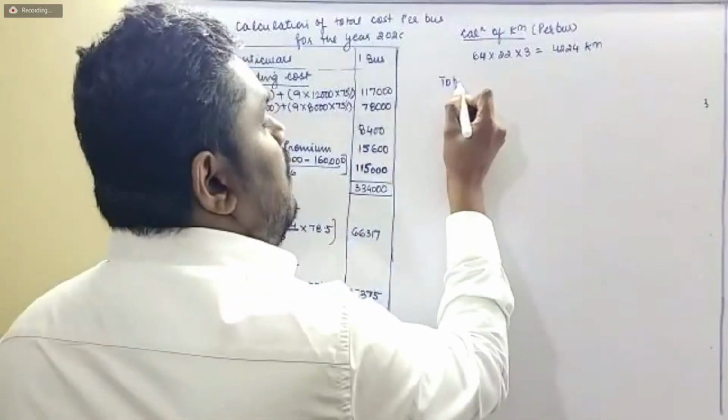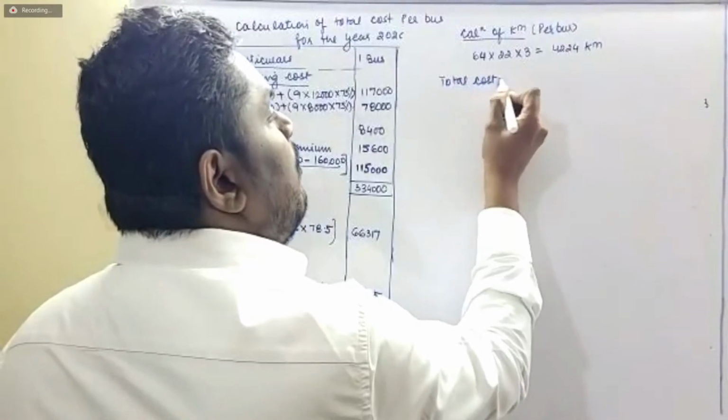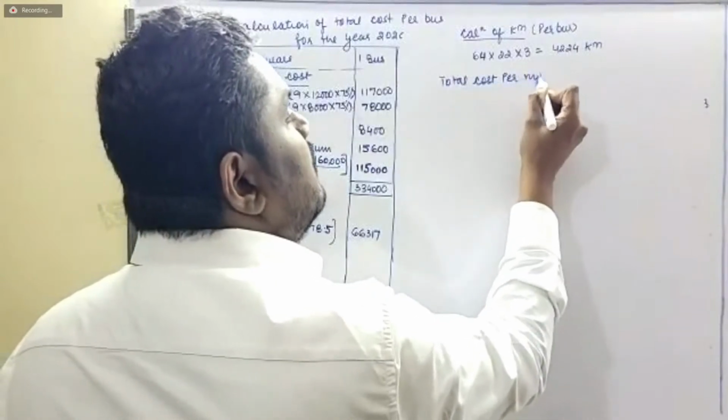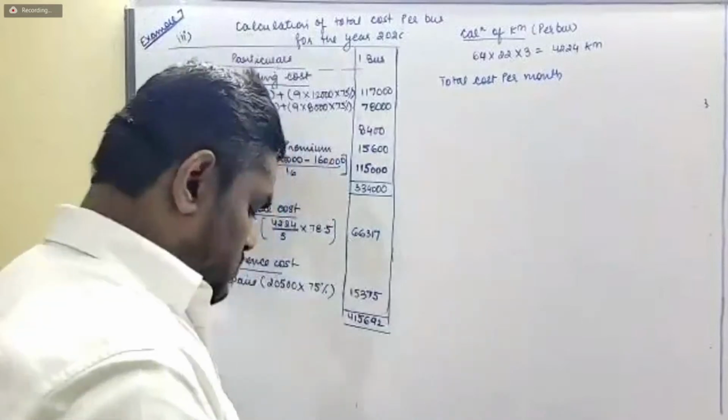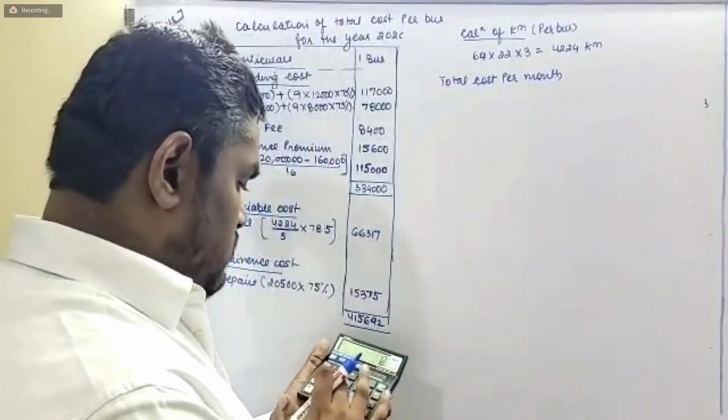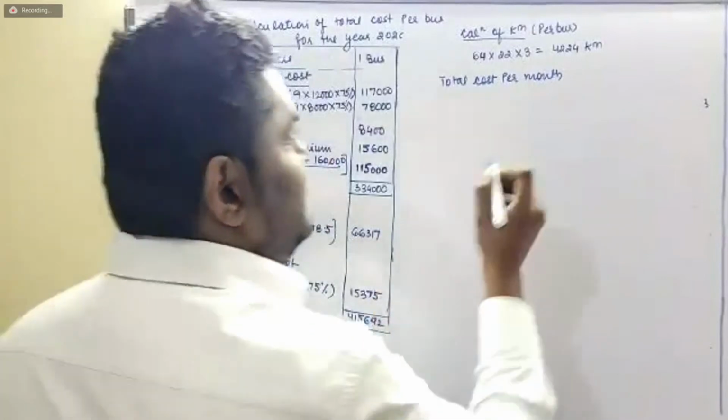So now the total cost per month is 34,641.